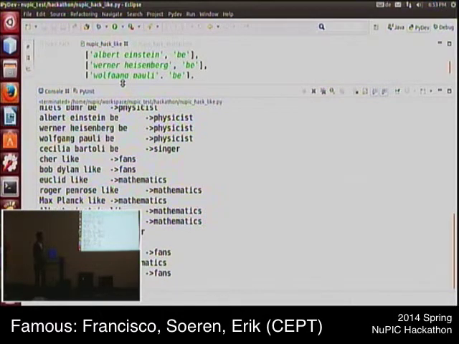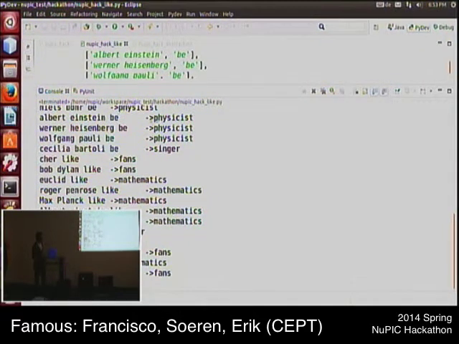But what really surprised me, here we have people, for example, Eminem. The CLA has never seen him in any context. He's not in the sentences. So it can already say Eminem be singer and Eminem like fans. Or Albert Einstein, he's not in the sample sentences.